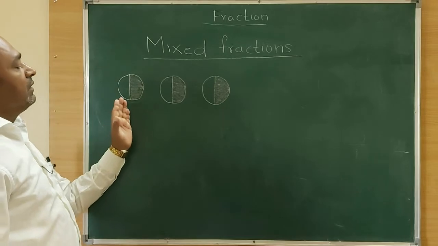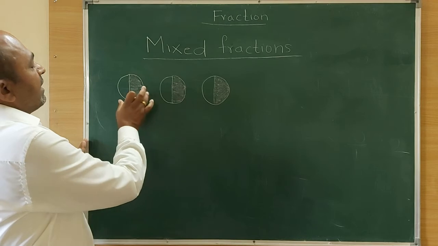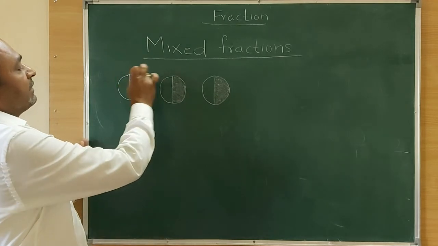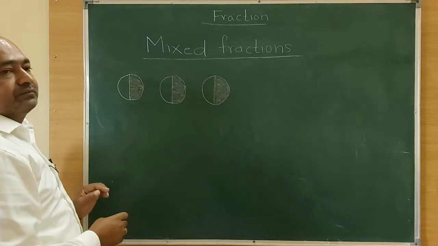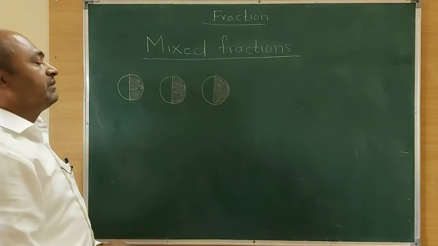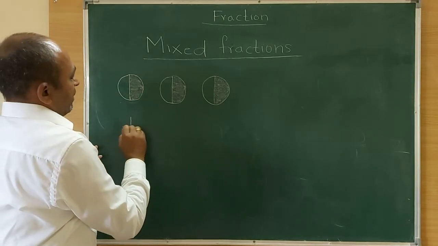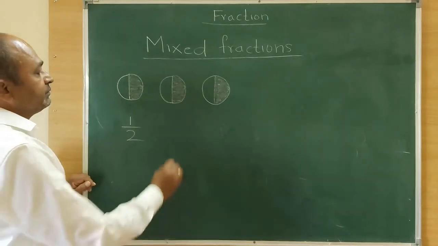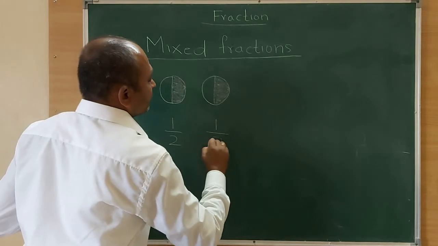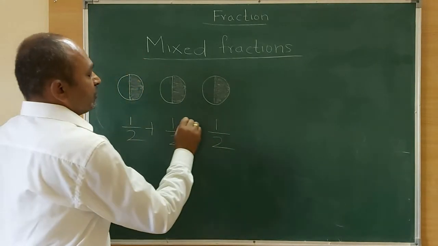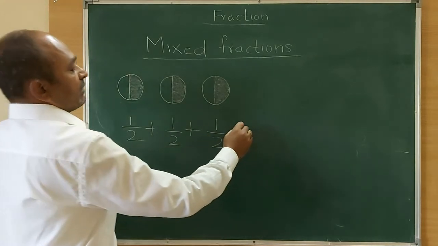And if you are asked, if three circles are there and half of the circle is colored, how many total colored parts are there if you consider all the three circles? So here half of the circle is colored, here also half of the circle is colored, and here also half of the circle is colored. So I have to add all these: half plus half plus half.